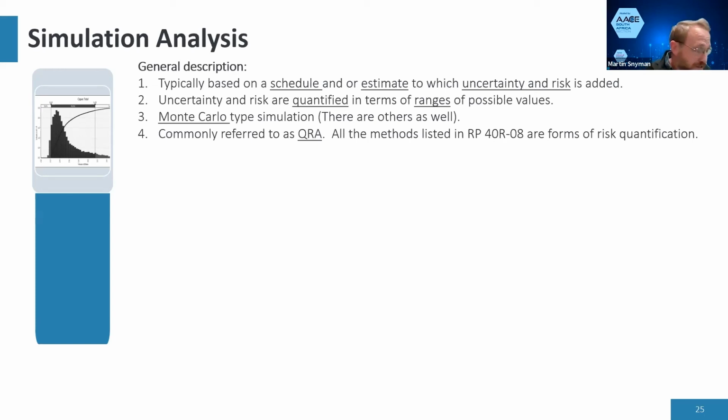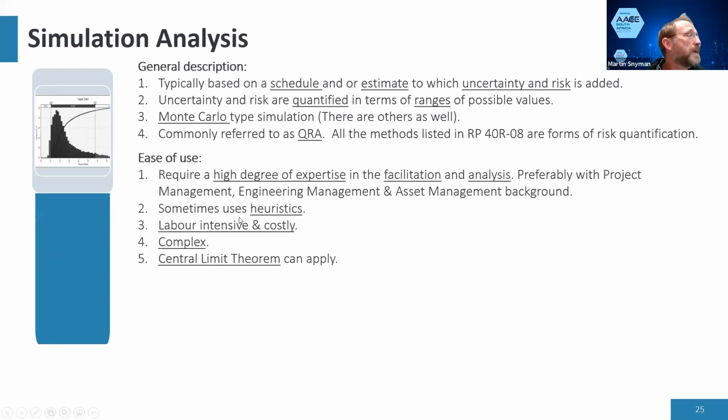So if somebody says to you he's using a Mersenne Twister, that's also allowable as long as it's a sampling technique. So these are typically referred to as QRAs, but in fact, all the methods that we're talking about here today are a form of quantification of risks. Okay.